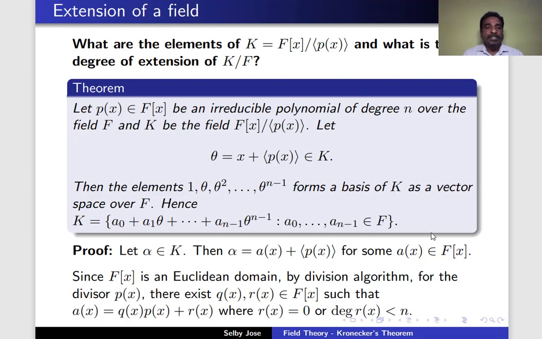So let us take one element in K. Let α belong to K. Then K is equal to F[x]/⟨p(x)⟩. So α will look like a(x) + ⟨p(x)⟩, where a(x) belongs to F[x]. Because F[x] is a Euclidean domain, by the division algorithm there exist q(x) and r(x) belonging to F[x] such that a(x) = q(x)p(x) + r(x), where r(x) is equal to 0 or the degree of r(x) is less than n.